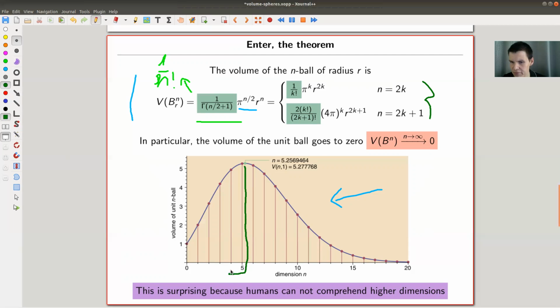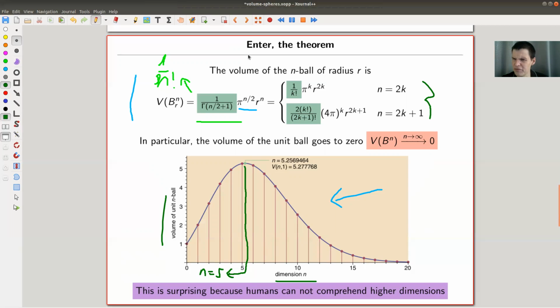The peak is roughly around 5. So here at n equals 5, there's a peak of the volume. As I said, this is volume versus dimension. It does a little bit like this, and then it goes away because you have n factorial there, and it peaks around n equals 5.